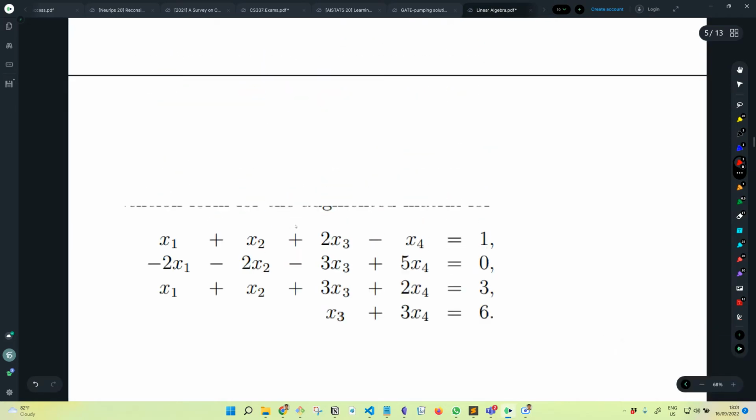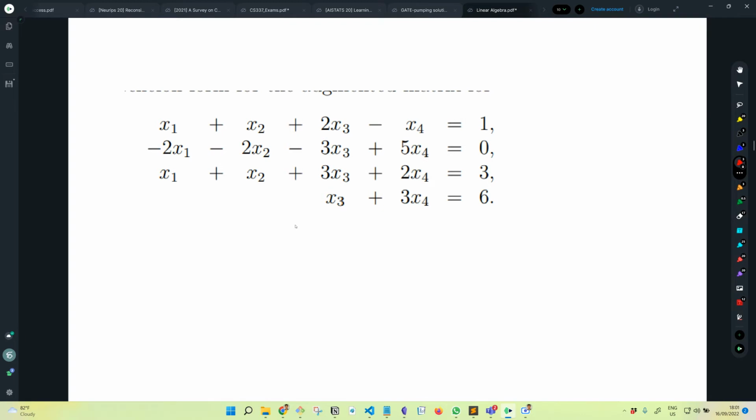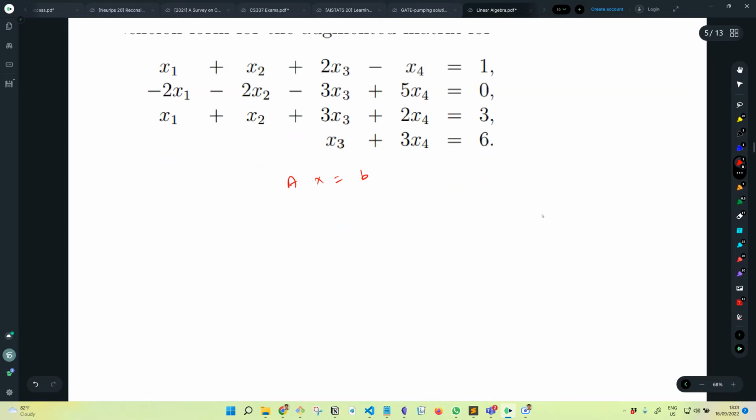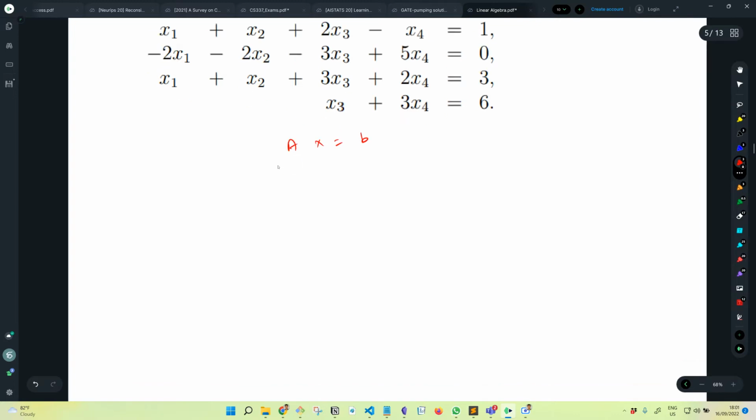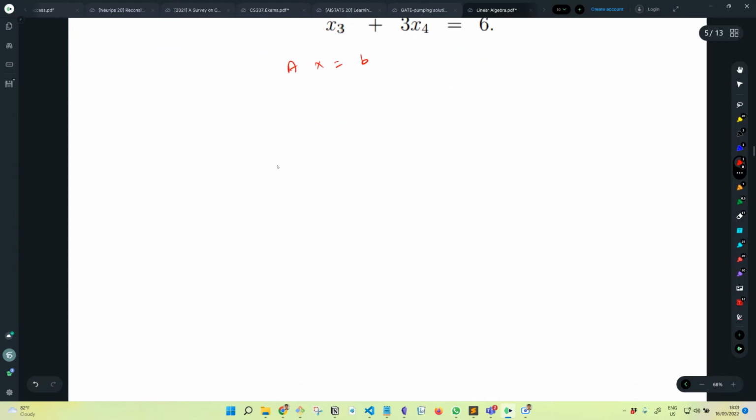So basically, I'll assume that given a system of linear equations, you know how to convert this into AX equal to B format. This is the precursor to today's lecture. I assume that you are familiar with this. From this, we'll get started to some important concept called row reduced echelon form.